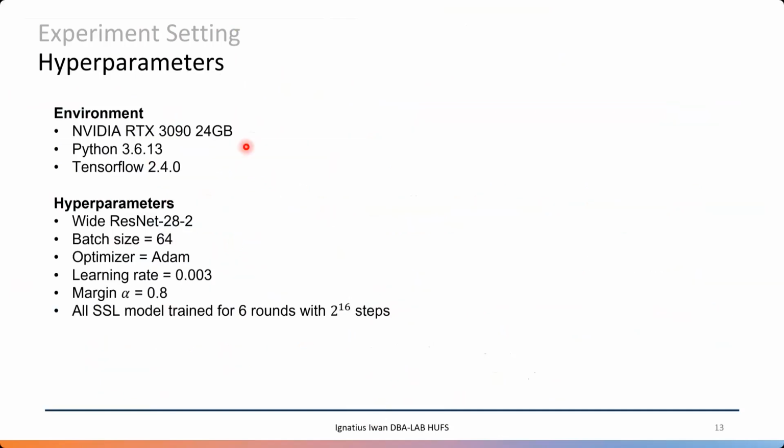And this is the environment and hyperparameters they use for the training. So actually for this one, I'm not sure how many epochs are available here. So maybe this is specific to TensorFlow because they say they train it for 6 rounds with 2 to the power of 16 steps.